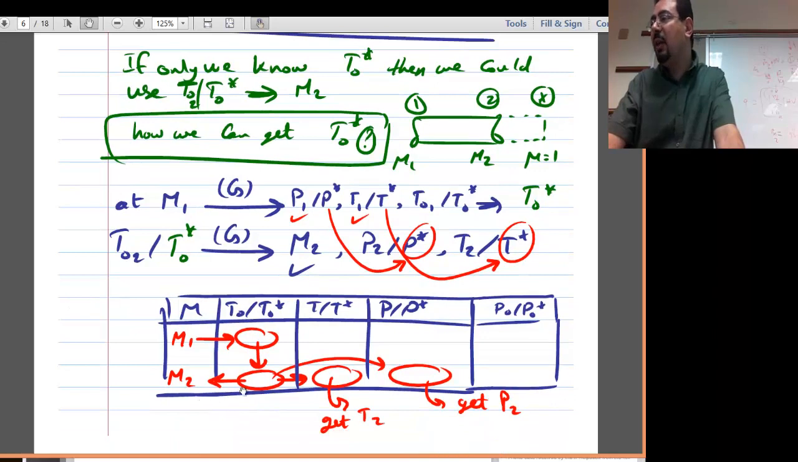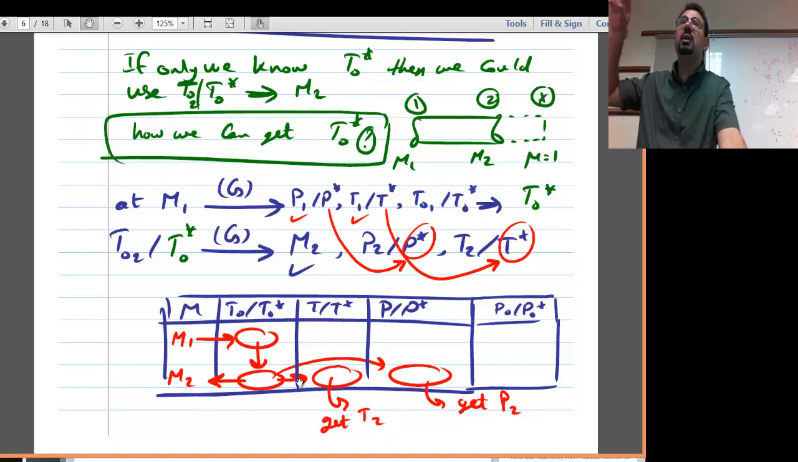All right, and once you have your M2, then you can get all the star stuff, T over T star, P over P star, and all those things allow you to get P star and T star, and that's how you can basically jump between 1 and 2 to get T2 and P2 and P naught 2. Questions?